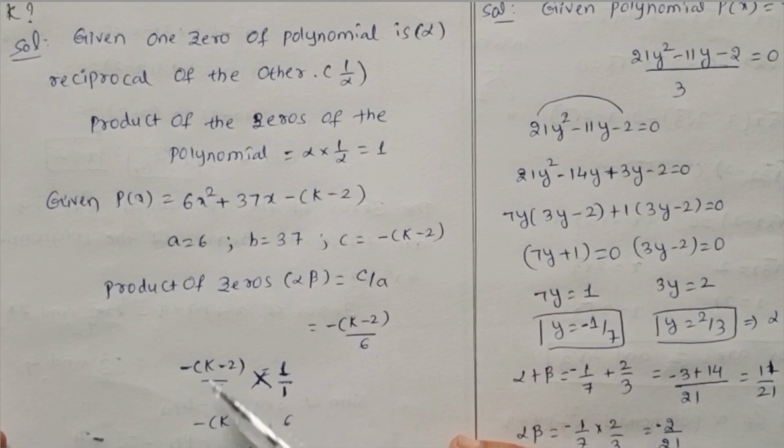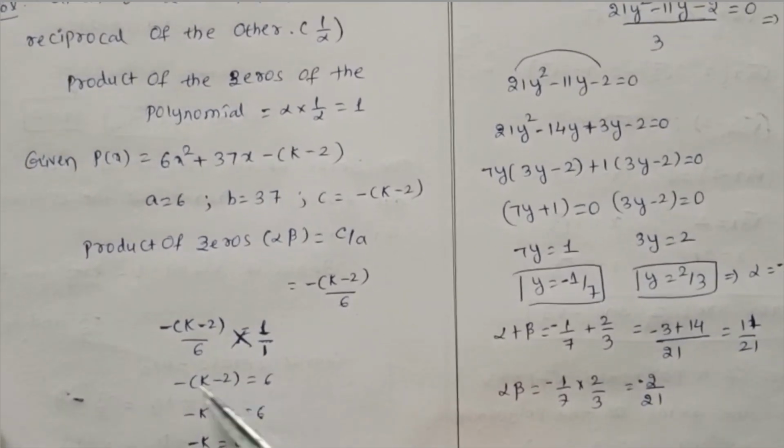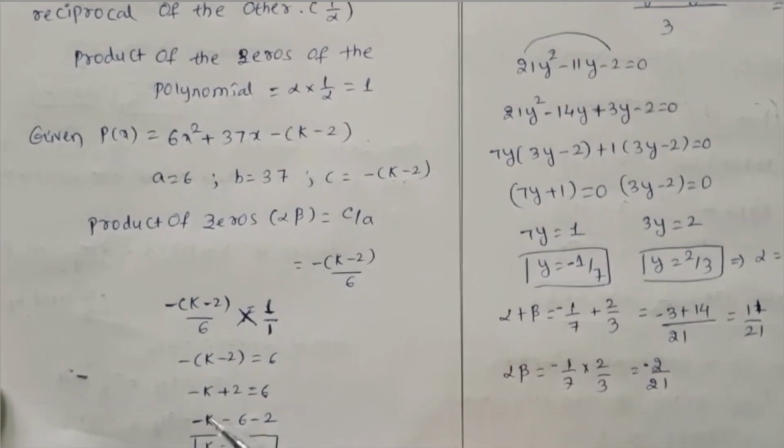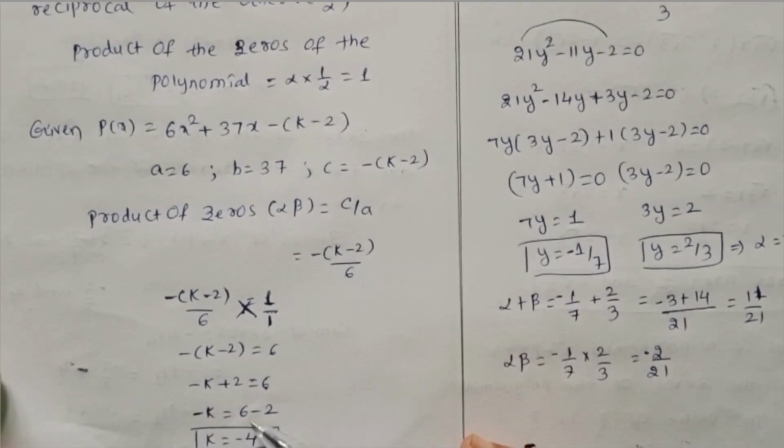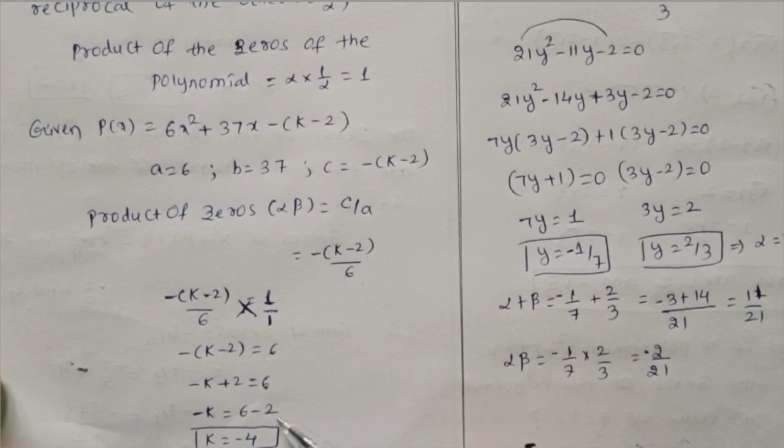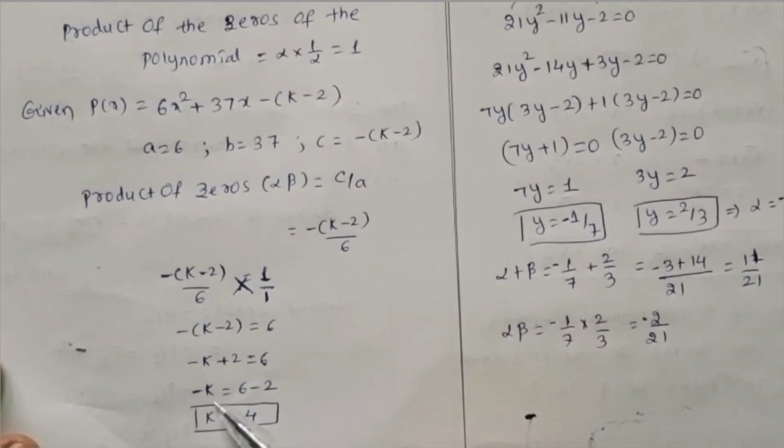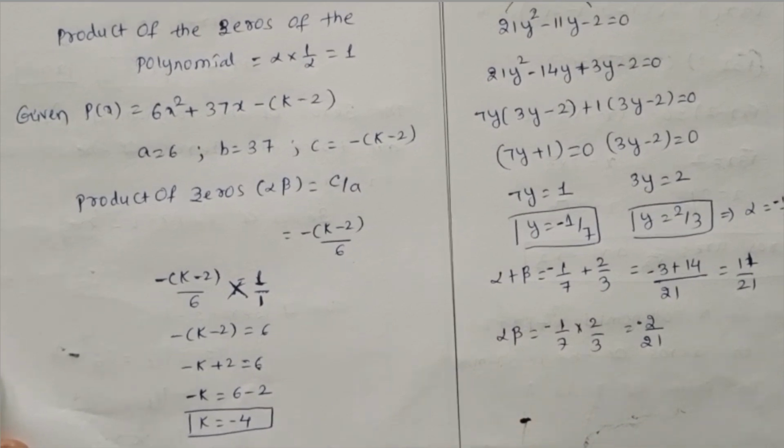Cross multiplication. Minus of k minus 2 is equal to 6 into 1, that is 6. Minus k, minus into minus plus 2 is equal to 6. Minus k is equal to 6 plus 2 goes to that side, that is minus 2. Minus k is equal to 4. So k is equal to minus 4.